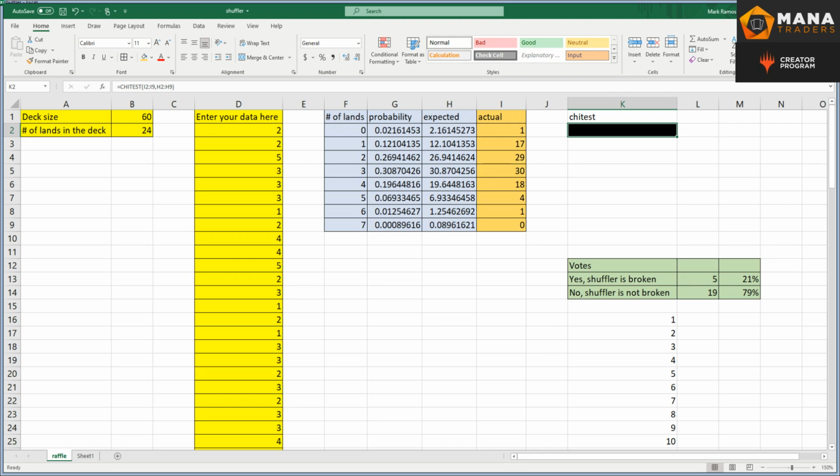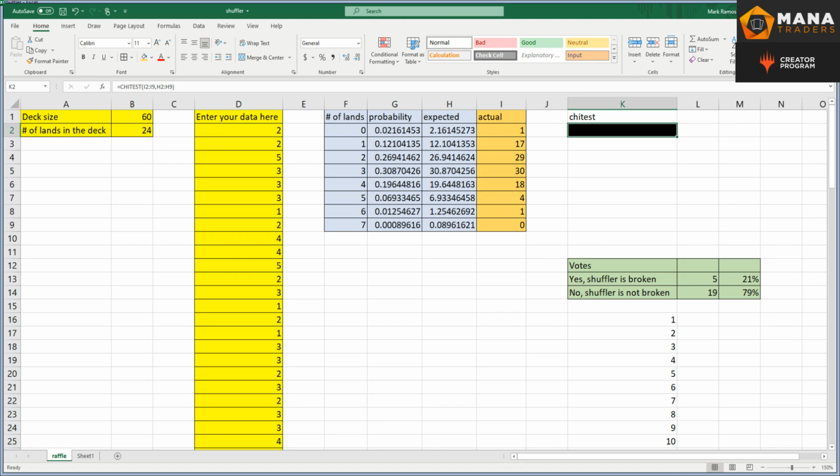In particular, for a chi-square goodness of fit test, the closer the p-value is to 1, the closer our actual data is to the expected data. So the closer the value is to 1, the more we can say that indeed the distribution seems to be coming from a hypergeometric with these parameters.